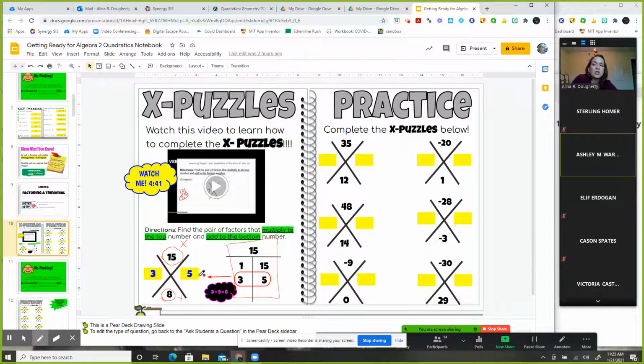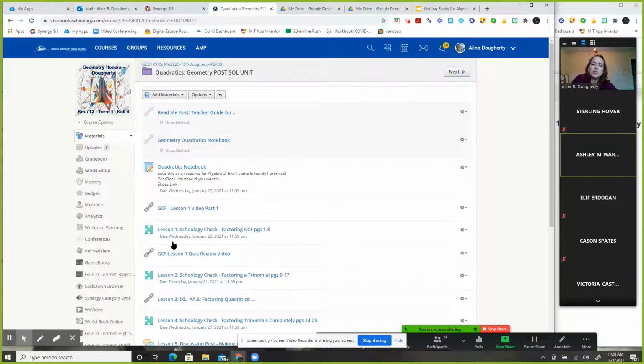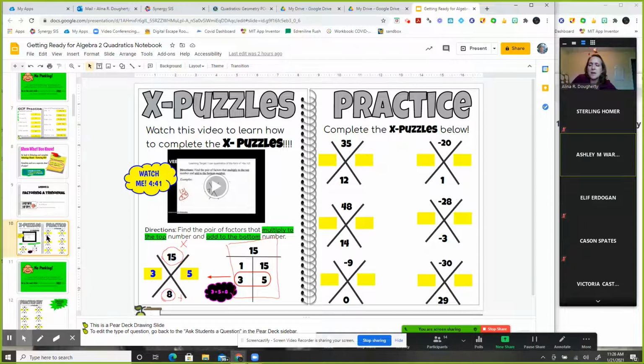If you've just joined us, go into the Schoology page and open up that quadratics notebook. That's where we are. And we are on page 10, I think. Yeah, page 10.